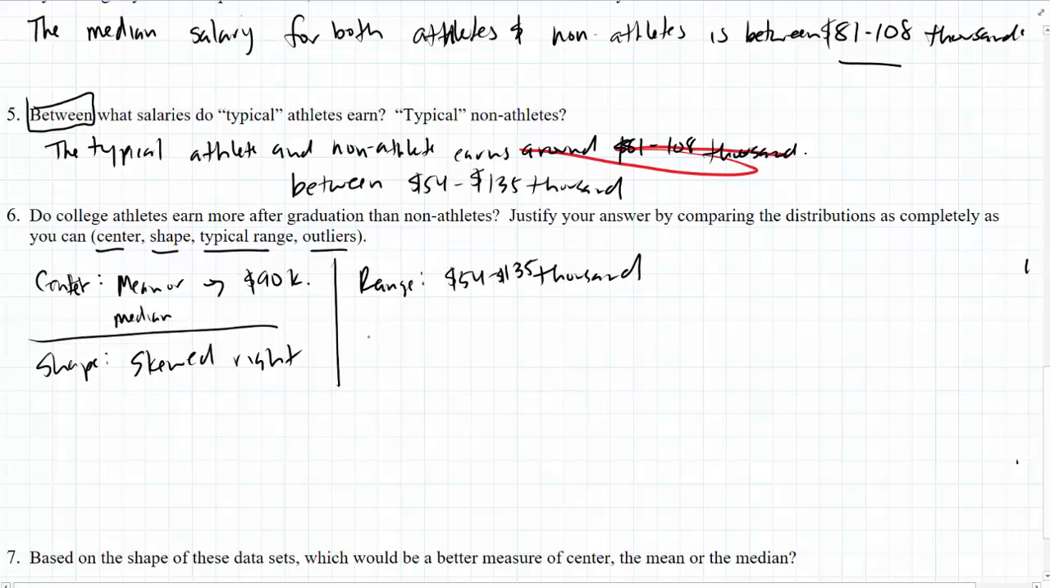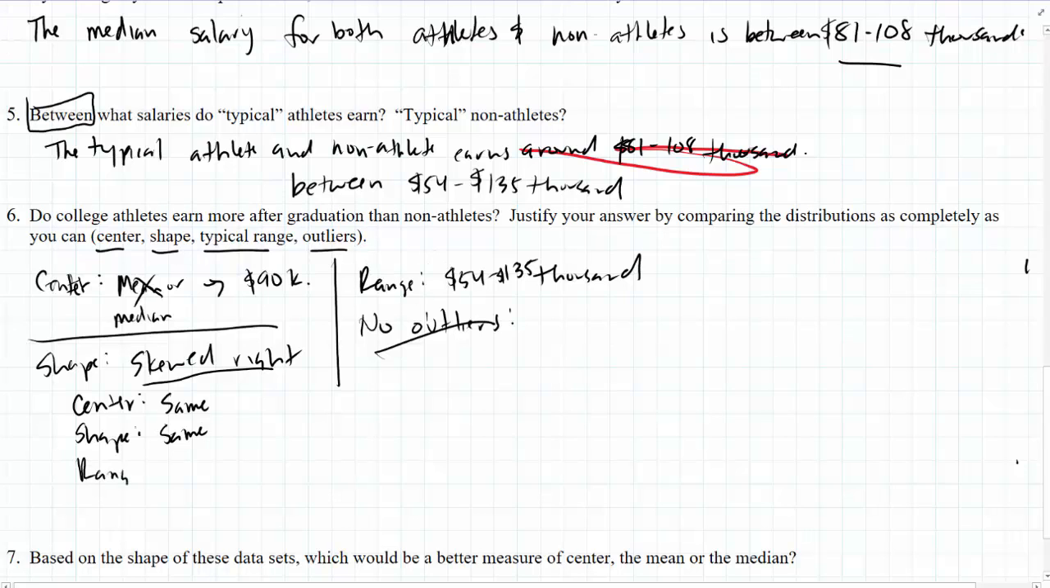And were there any outliers? I don't think there are any outliers, so we're going to say no outliers. All right, so let's compare our distributions. The center is the same. I'm sorry, we only calculated the median. The median was about 90,000, so the center is the same. The shape, they're both skewed to the right, so that's the same. The ranges are both the same, and there are no outliers.